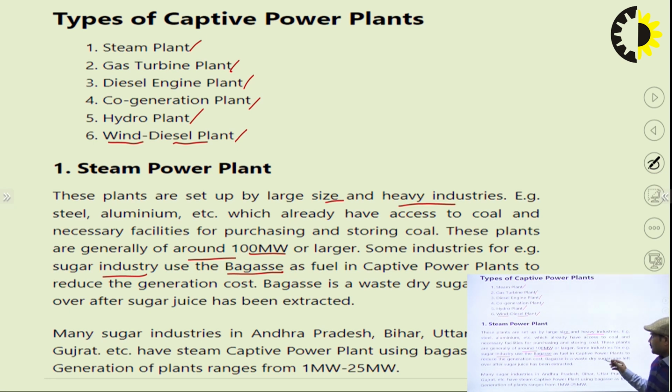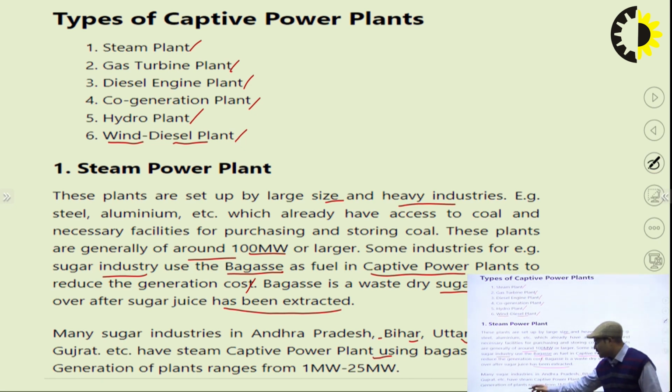So as a fuel in captive power plants, to reduce the generation cost, bagasse is the waste dry sugarcane left over after the sugar juice has been extracted. Many sugar industries in Andhra Pradesh, Bihar, Uttar Pradesh, Gujarat, etc. have steam captive power plants using bagasse as fuel. Generation of these plants ranges from 1 megawatt to 25 megawatt.